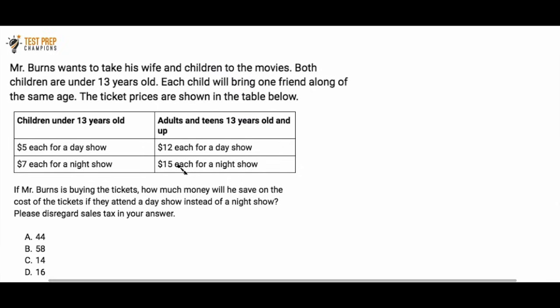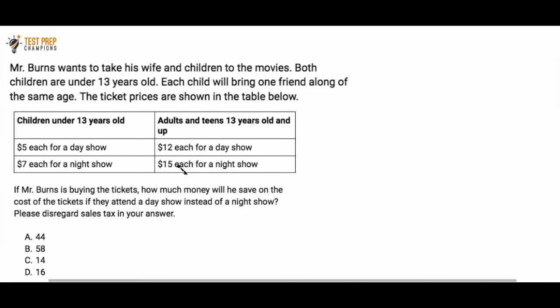Now, if Mr. Burns is buying the tickets, how much money will he save on the cost of the tickets if they attend a day show instead of a night show? Please disregard sales tax in your answer. A, $44, B, $58, C, $14, or D, $16. Let's have you pause the video, try to figure this out, and then when you're ready, we'll go over it.